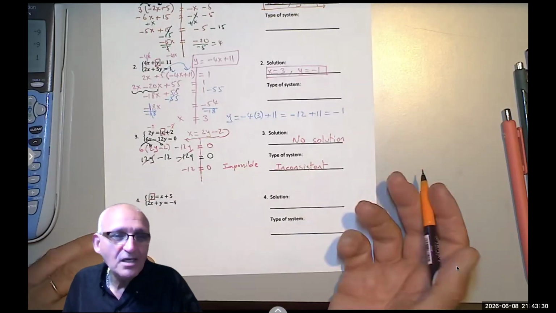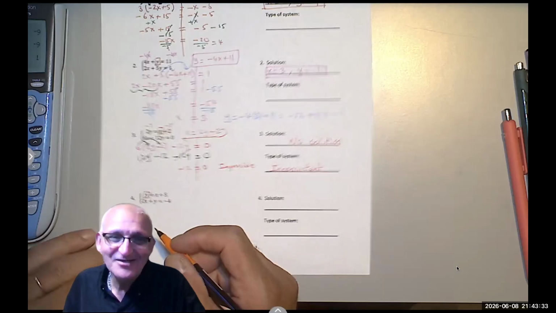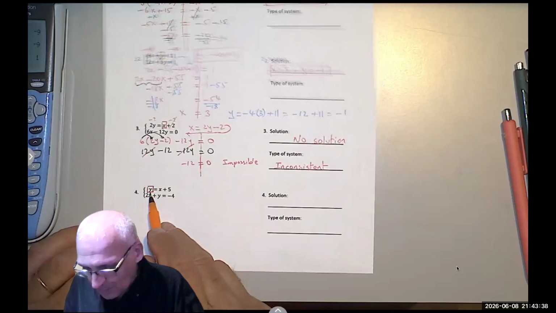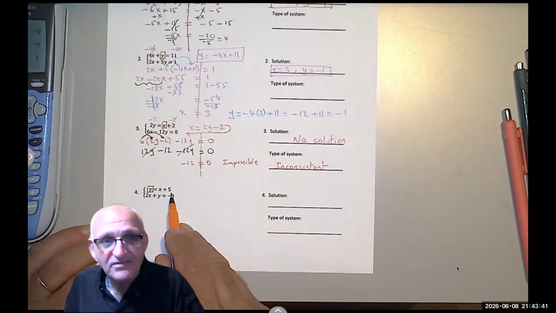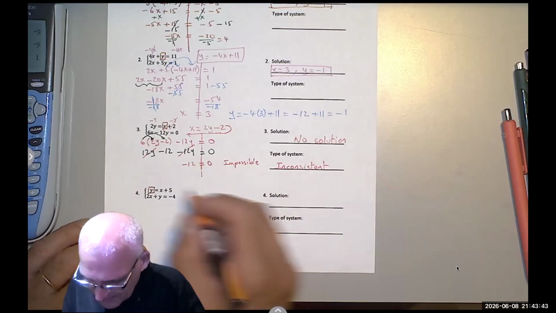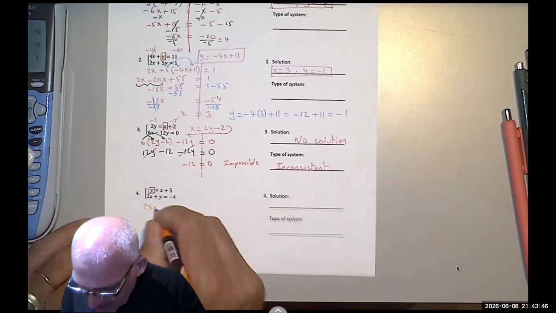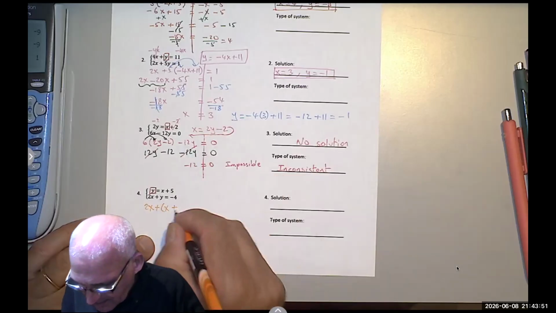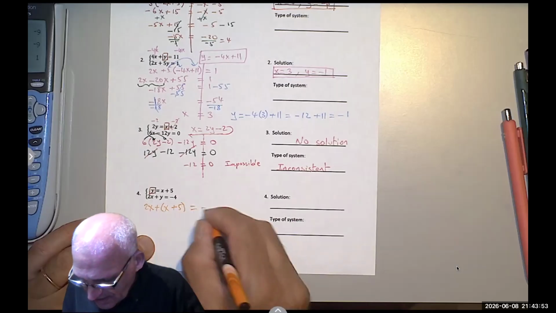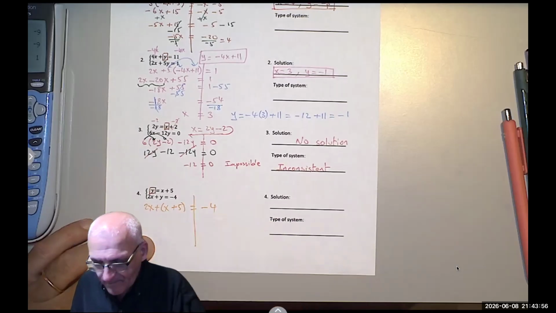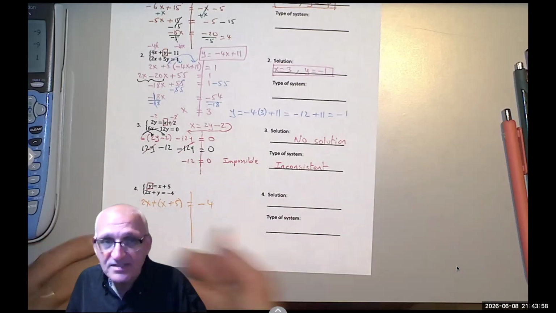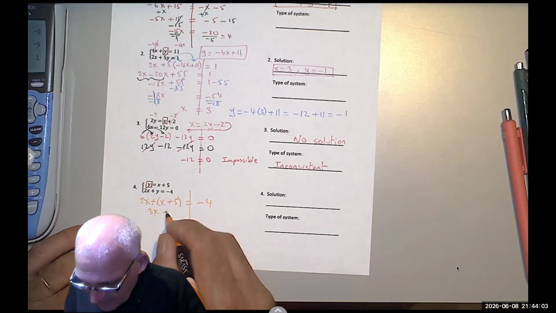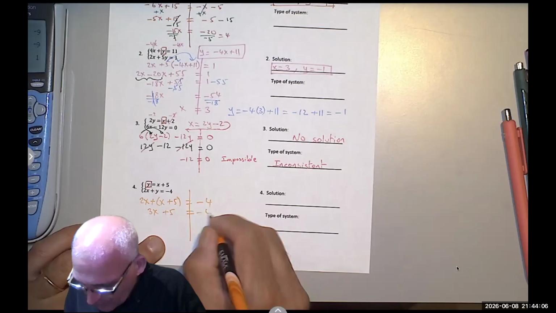I already know the variable y. Every time I see a y, I'm going to say it's x plus 5. So that's a very simple problem. I have 2x plus x. I don't even need parentheses, but I'm just using them so you can see. There is no distribution. I simply add. So 2x plus x is 3x plus 5 equals negative 4.